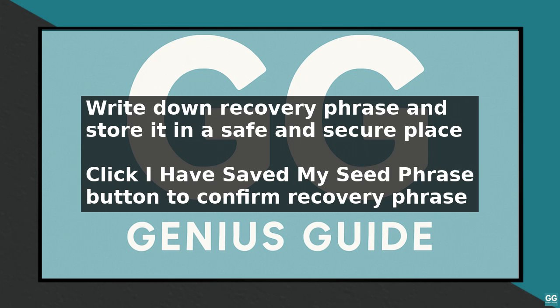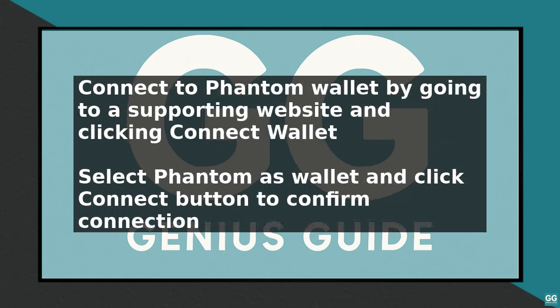To connect to the Phantom wallet, go to a website that supports Phantom, such as a decentralized application or a Solana blockchain explorer, and click on the Connect Wallet button. Select Phantom as the wallet you want to connect, and then click on the Connect button. You will then be prompted to confirm the connection in the Phantom extension. Click on the Connect button to confirm and you will be connected to the Phantom wallet.